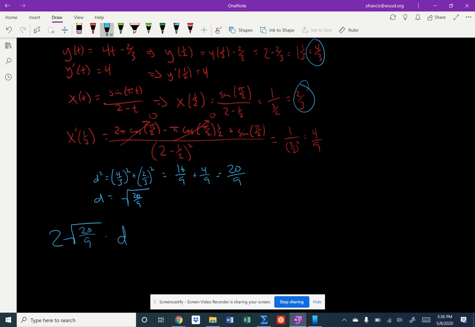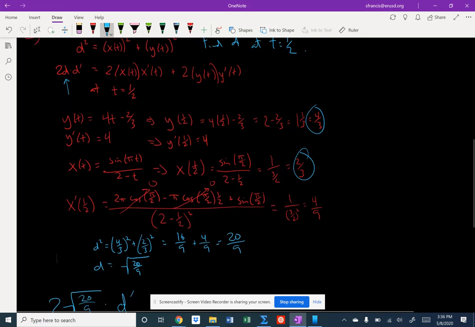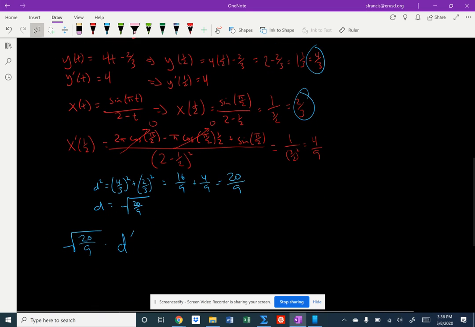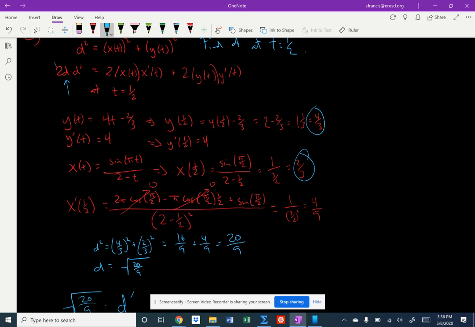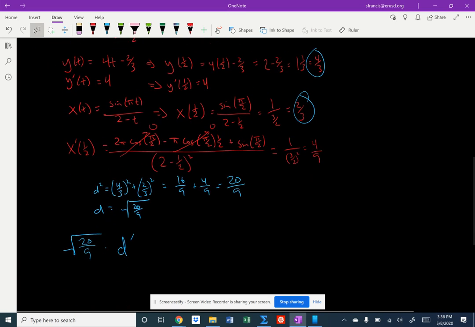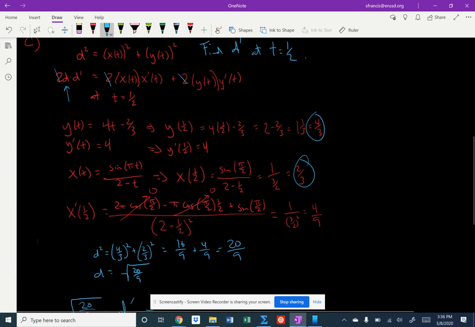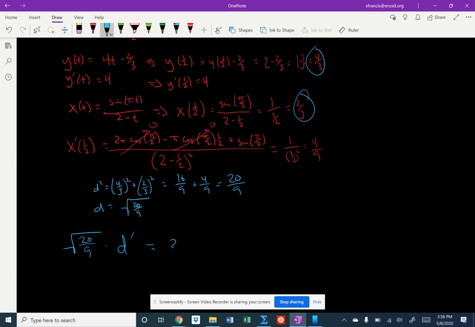29ths times d prime. Actually, I'm gonna go back up here. I'm gonna ditch all the 2's. So all of these 2's here cancel, so I'm gonna get rid of those. So we got d times d prime. Okay, then I need x times x prime. And we said x was 2/3 and x prime was 4/9. And then it's going to be y, which is 4/3, times y prime, which is 4.